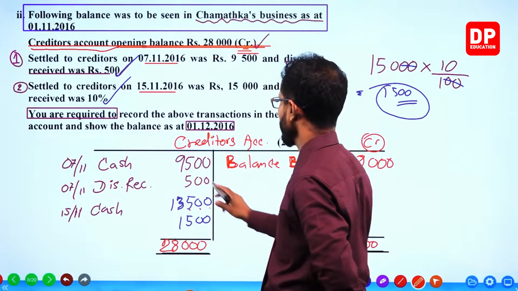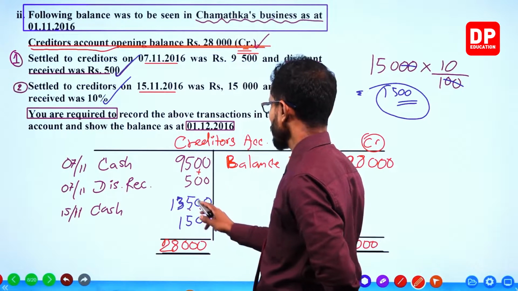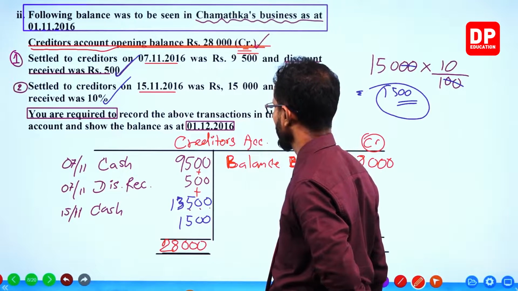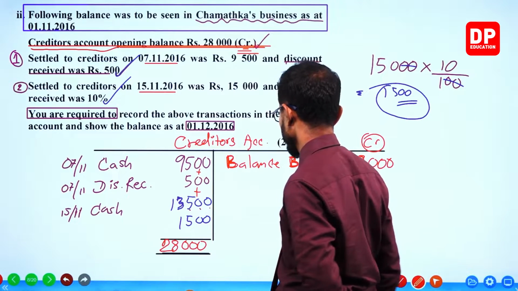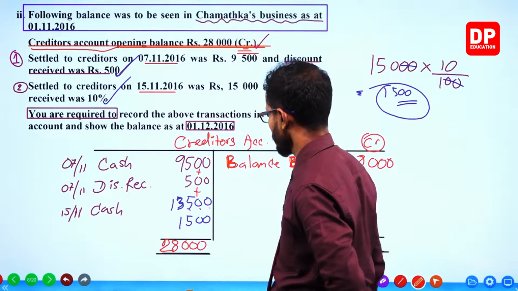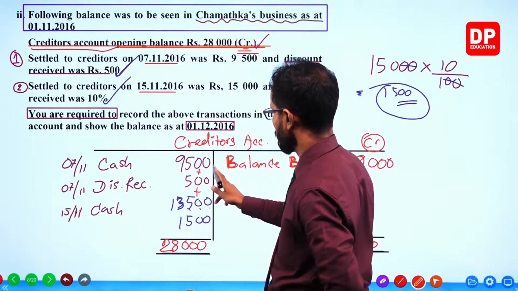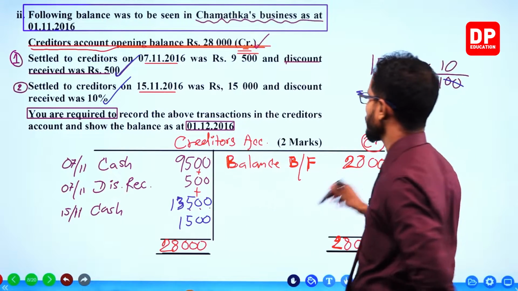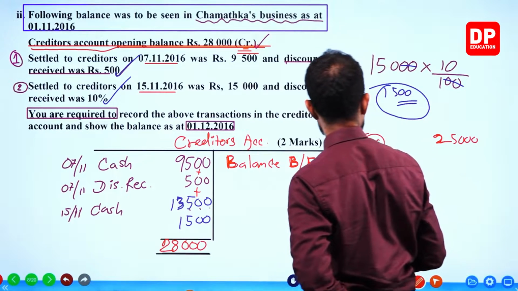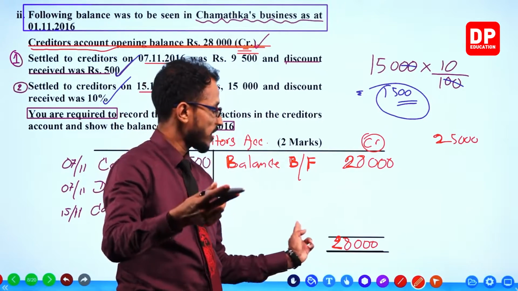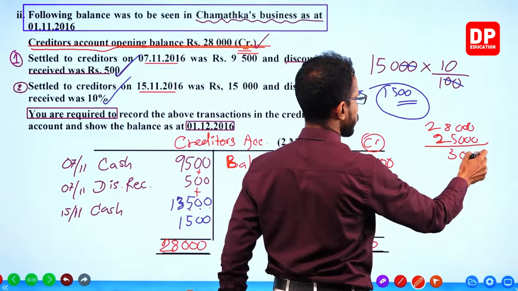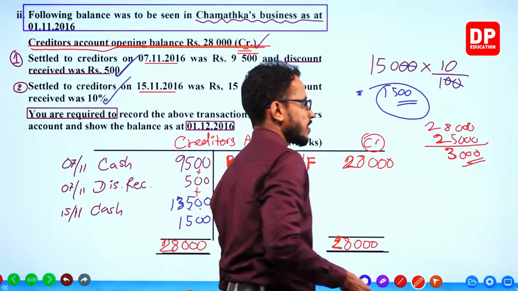9,500 plus 500, 10,000. 10,000 plus 15,000, 25,000. The total is 25,000 on the debit side, okay? And you have to subtract that from 28,000. Answer is 3,000. That is your answer.